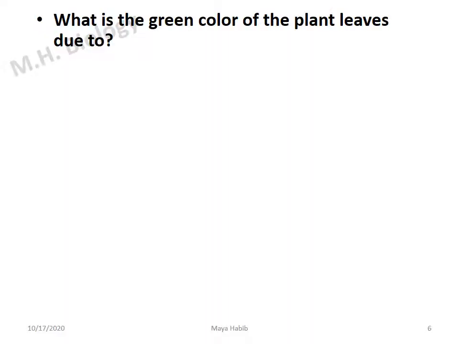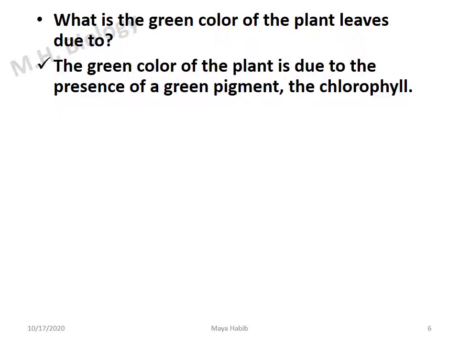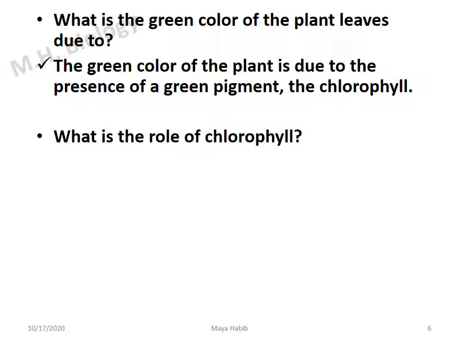Now let me ask you some questions to make sure that you have acquired all the needed information. First question. What is the green color of the plant leaves due to? Second question. What is the role of chlorophyll?